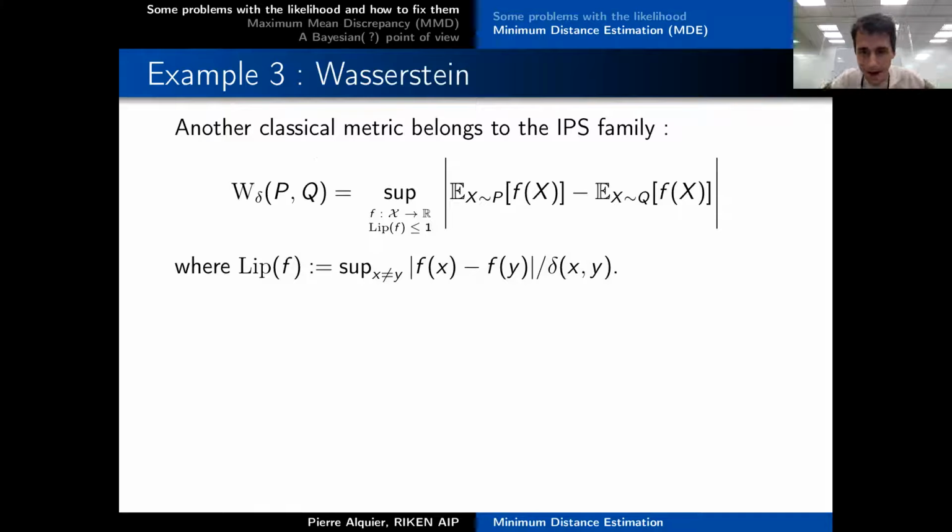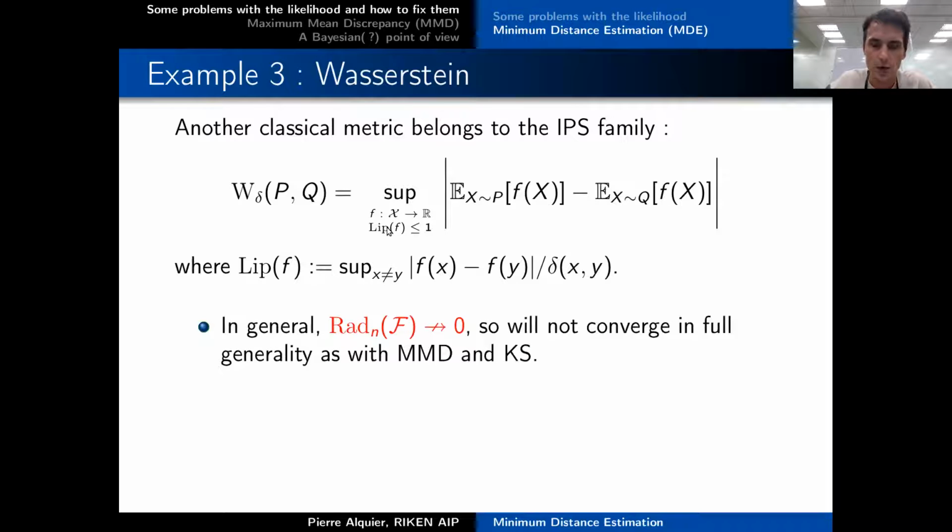Another example, I feel less comfortable with, in the sense that I know that there are many specialists of optimal transport and methods related to Wasserstein distance publishing on this topic, and I don't. So I don't know this example that well, but I want to mention that it also corresponds to an integral probability metric, the Wasserstein distance, where you take the supremum over Lipschitz functions. It appears that in general it might not always be a good idea, because if the space is not bounded, you can still have situations where you cannot prove that the Rademacher complexity goes to 0.